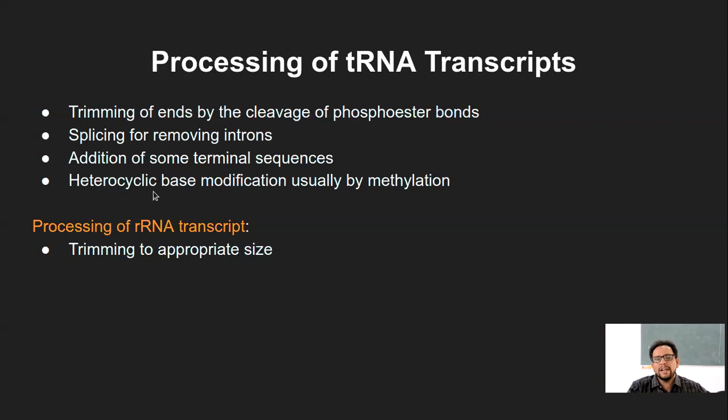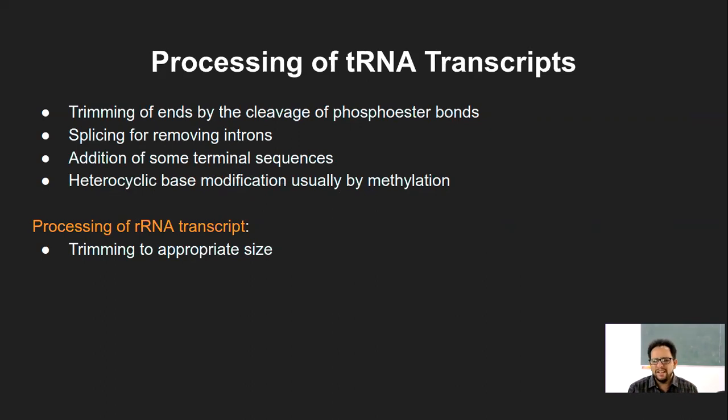And heterocyclic base modification, usually by methylation. It refers to the methylation of the bases, and that is what leads to the changes in conformation, and that is when it leads to different loopings and so on. So that is the processing of the tRNA transcript.